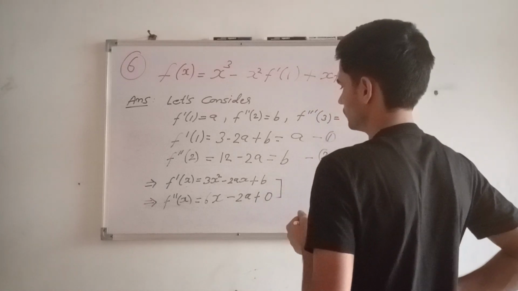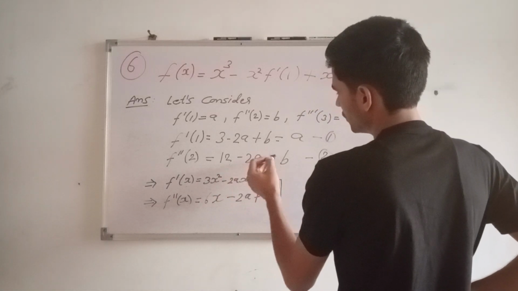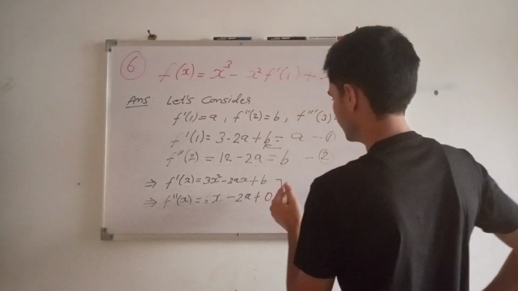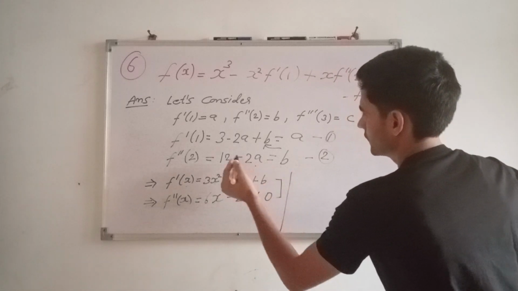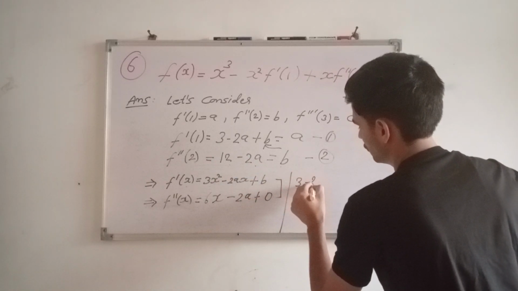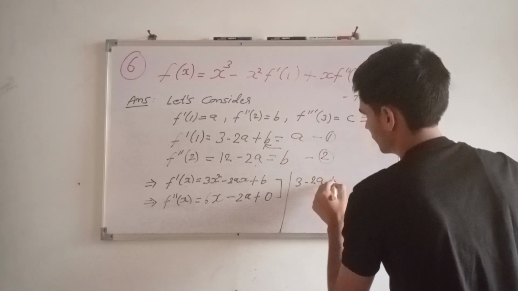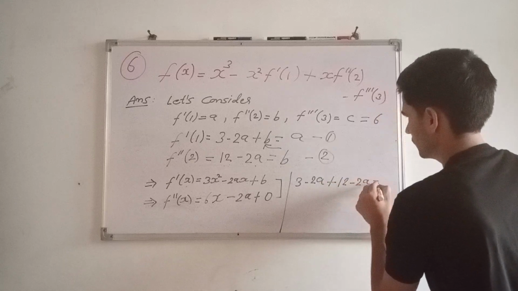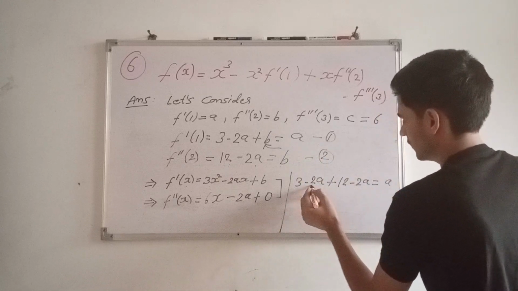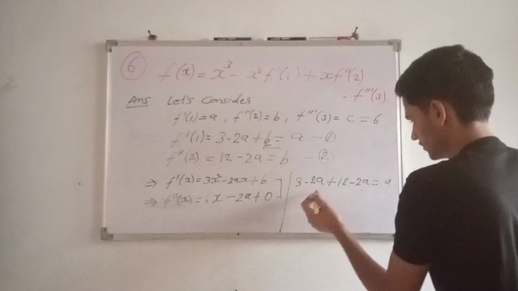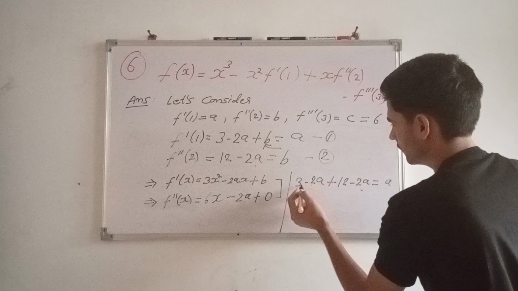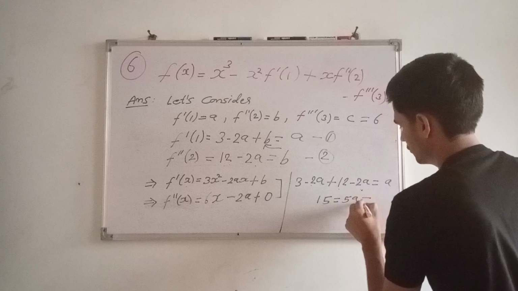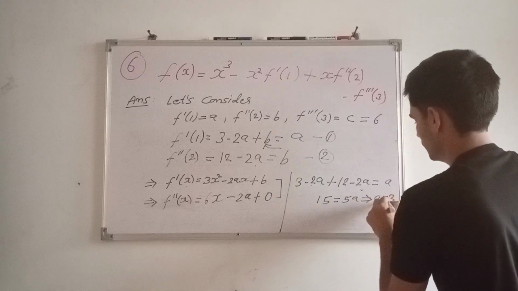Now b is equal to 12 minus 2a. Put this value of b here in equation 1, then we will get this equation in form of a only. What we will get? 3 minus 2a plus, what was b here? b is 12 minus 2a. 12 minus 2a is equal to a. Minus 2 become minus 4, so minus 4a. Bringing it to this side, we will get 12 plus 3 is equal to 15 is equal to 5a, which gives us a is equal to 3.